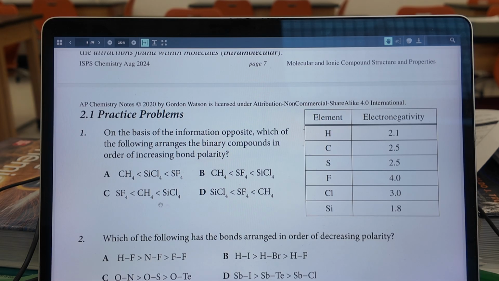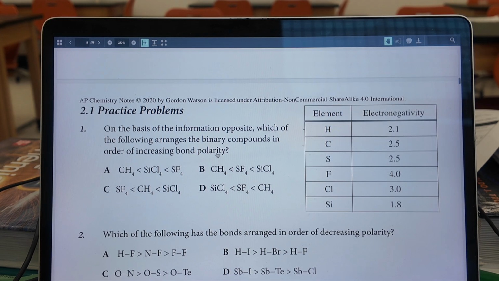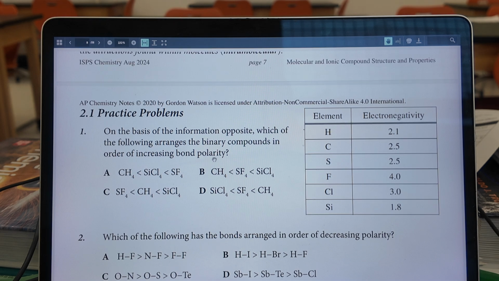Okay, question number 1. On the basis of the information opposite, which of the following arranges the binary compounds in order of increasing bond polarity? Now remember, polarity means the difference, right? It means the opposite. You want the bond polarity to be small here, and then bigger here, and then bigger here. So the difference between carbon and hydrogen is about 0.4. So that's pretty small, and then this one should be bigger.